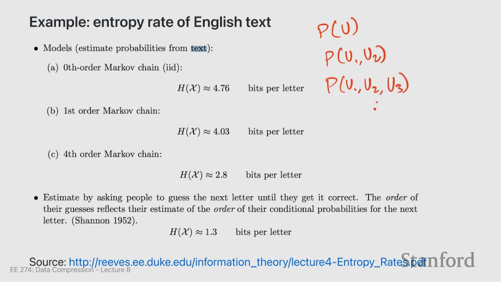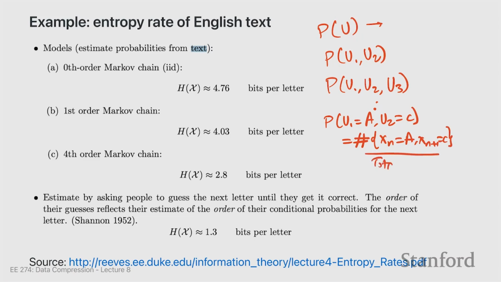So you can make more and more complicated models of English. For example, how would you estimate this? What is the probability that u1 is a and u2 is c? This will be the number of times you have seen some xn equal to a and xn plus 1 equal to c, divided by the total. So you just empirically estimate. If you have seen this AC combination 1,000,000 times out of 1,000,000,000 times, then you do million by billion.